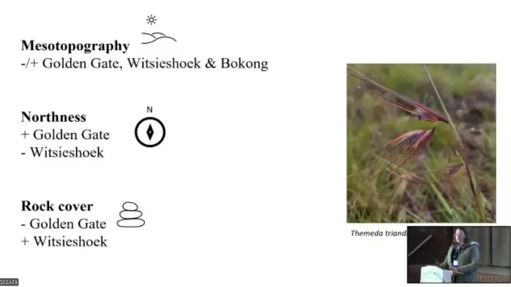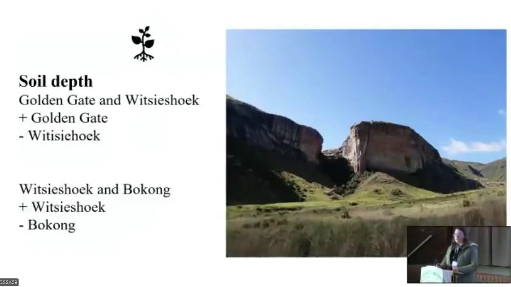So mesotopography occurred at all 3 sites, but had an inconsistent effect. Northness occurred at Golden Gate and Witsy's Hook, where it had a positive effect at Golden Gate and negative at Witsy's. Rock cover had an opposite effect, where it had a negative influence at Golden Gate and a positive influence at Witsy's Hook. Now, soil depth also occurred at all 3 sites.